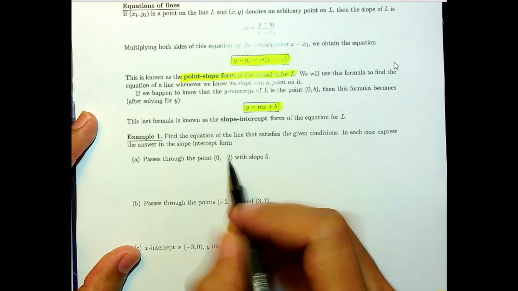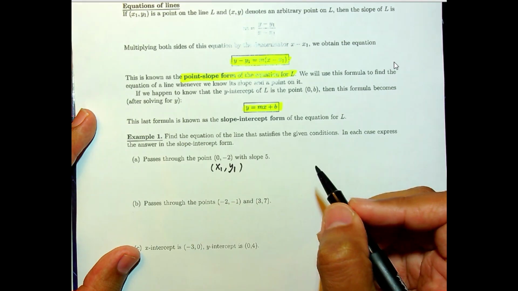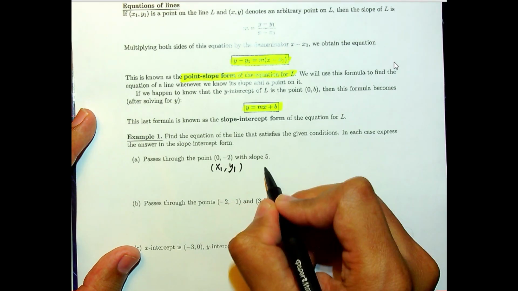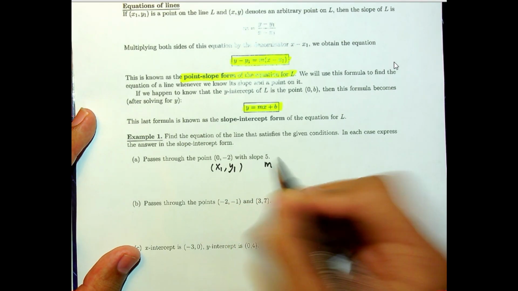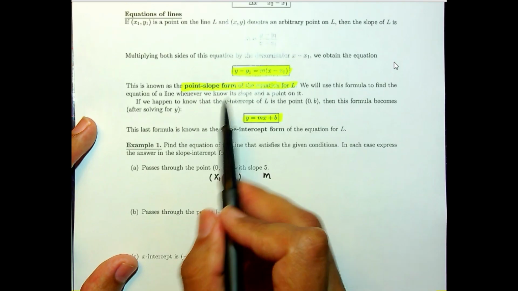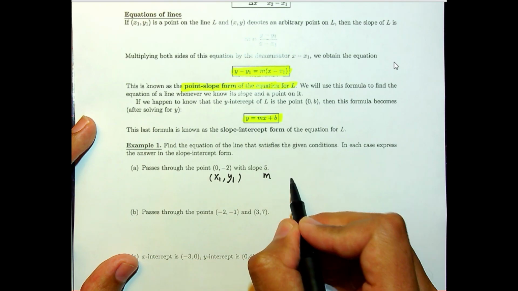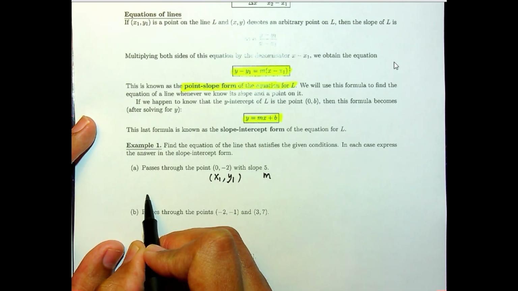This is the point, right? So this is my x1, y1, and the slope, they're telling me it's 5. So this is my m equals 5. All right, so all I have to do is plug in here and then put it like this. Okay, so let's do that then.